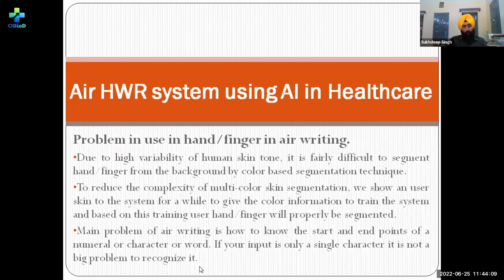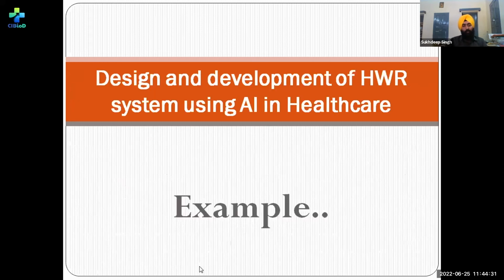So there are various problems that will be faced in the development of an air handwriting recognition system. One is the start and end point. Other is the variability of human skin tone. How to identify a particular skin tone for writing in the air, and multicolor skin segmentation. There are a number of things. So let us look at a small application that I have tried to develop for this handwriting recognition system.